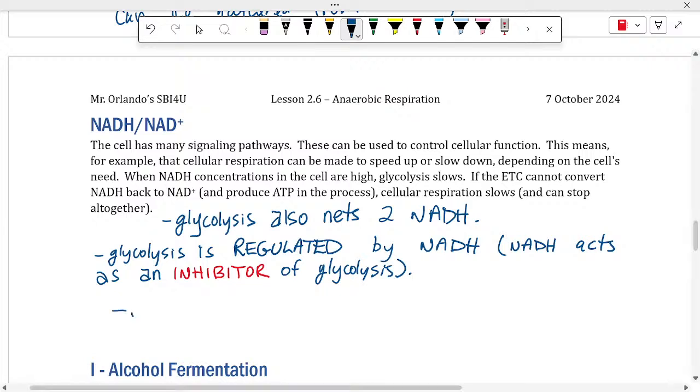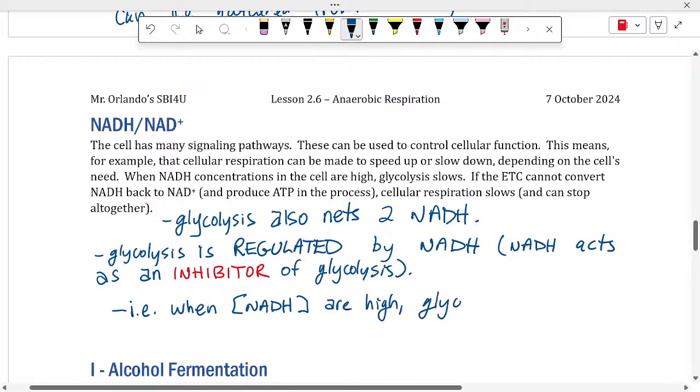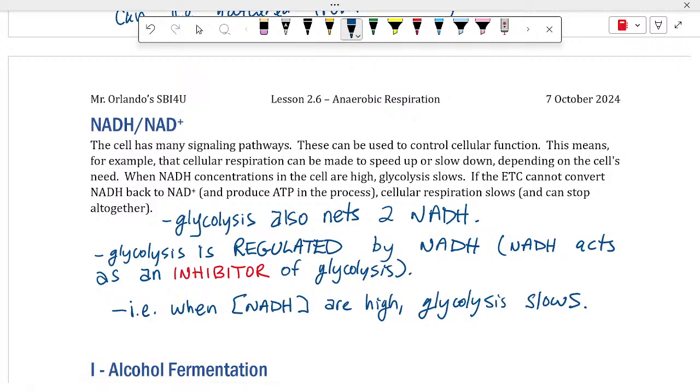Another way of saying this is, when concentrations of NADH are high, glycolysis goes slower. And if they get high enough, it will actually stop. So here's the other problem.